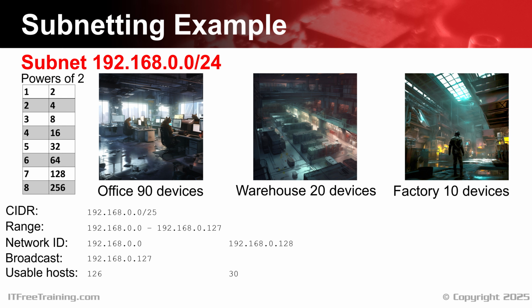I will next calculate the range. The range will be the first IP address, which is the network ID, which is the next usable IP address after the office subnet ends. The end IP address will be the network ID plus the number from the powers of 2 table. So the next IP address will be 192.168.0.128 plus 32 from the powers of 2 table.